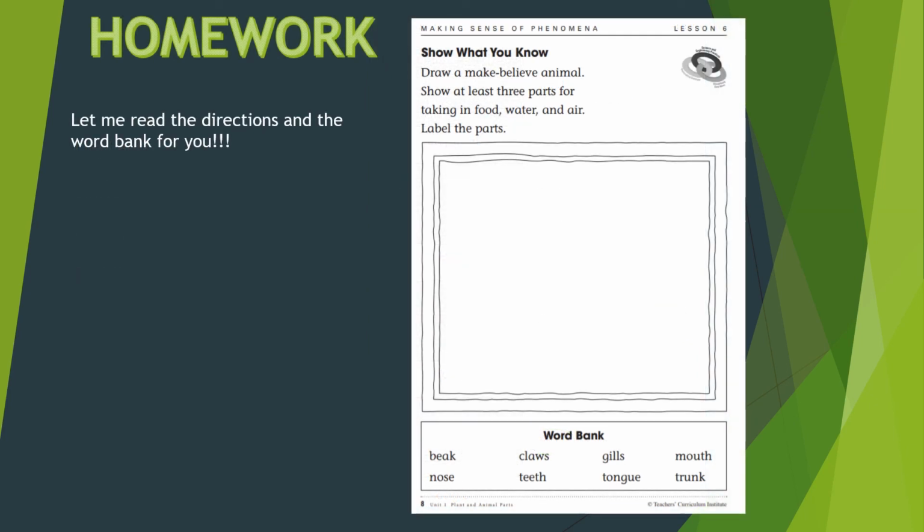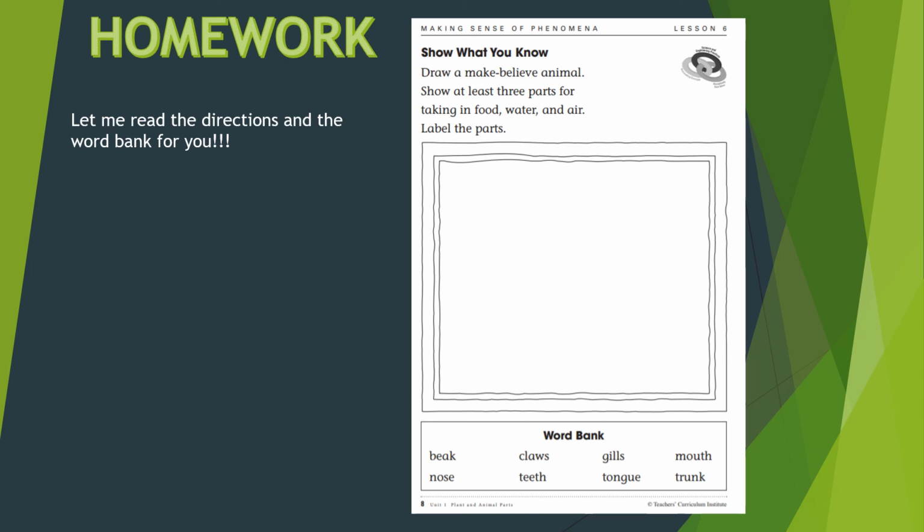Let's talk about your homework. You have 1 page of science homework, just 1. It says, show what you know. Draw a make-believe animal. Okay, that's important. Listen, draw a make-believe animal, not a real animal. You're going to create your own animal. You're going to show at least 3 parts for taking in food, water, and air, and you need to label the parts.